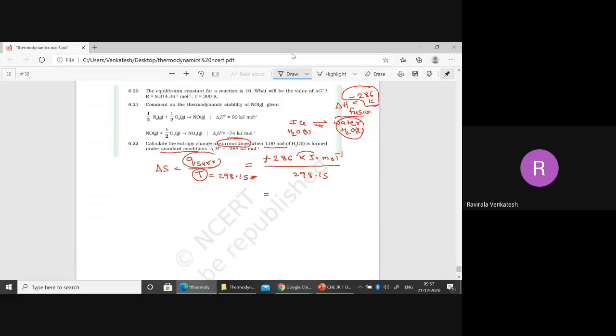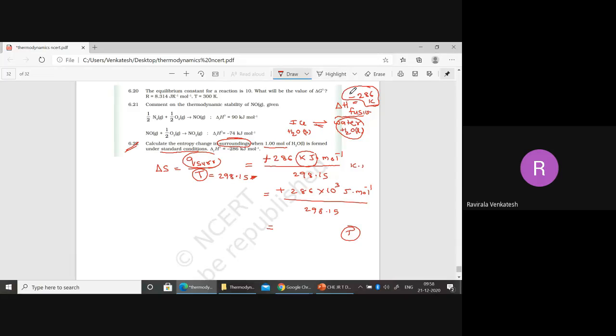This is in kilojoules. If I want to get it in joules, what do you have to take? Plus 286 into 10 to the power of 3 joules per mole, divided by 298.15 Kelvin temperature. So you can get the answer in terms of joules as well as kilojoules. This is 6.22. Understood?